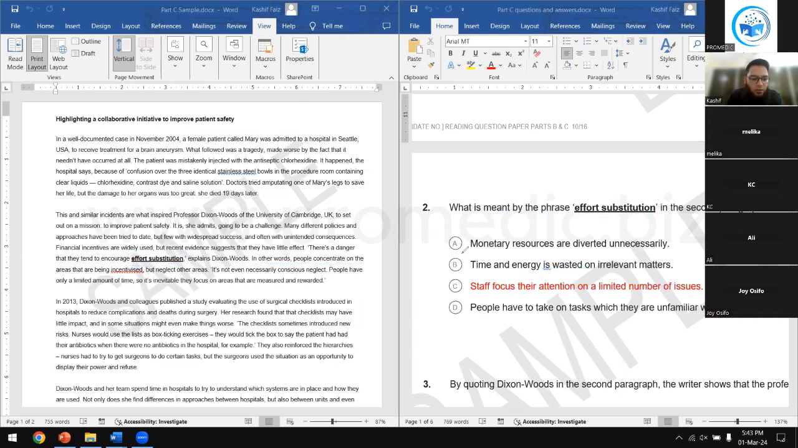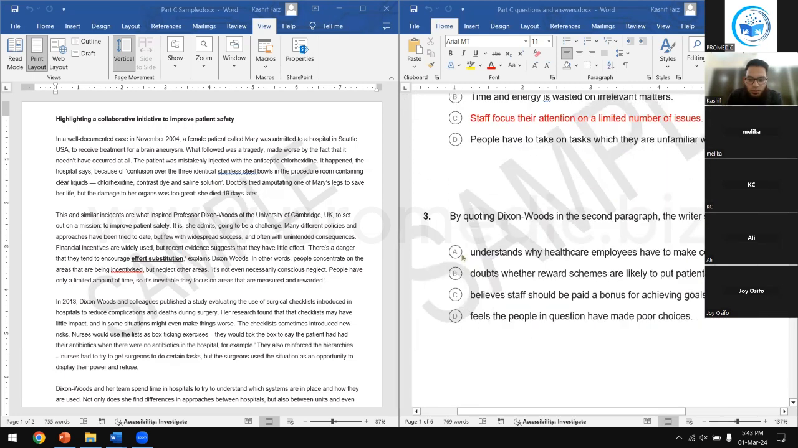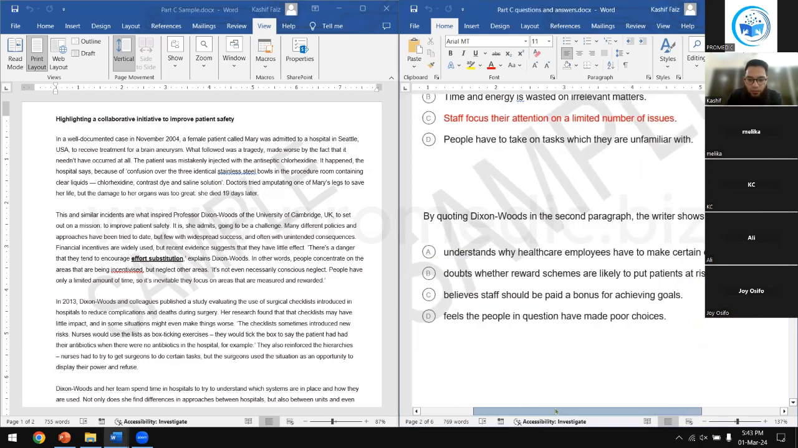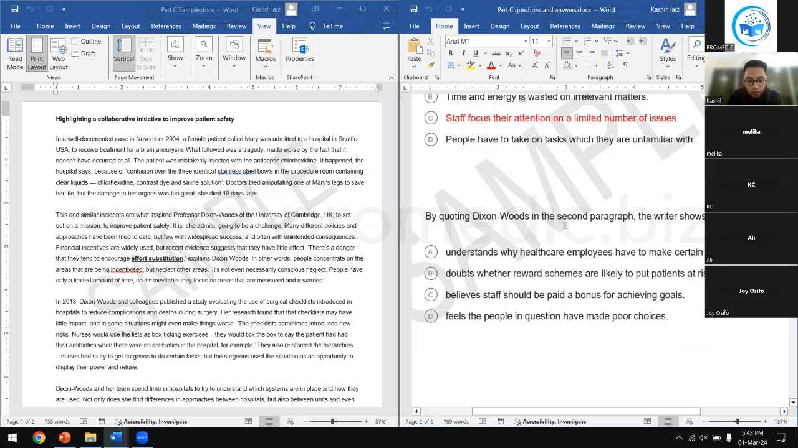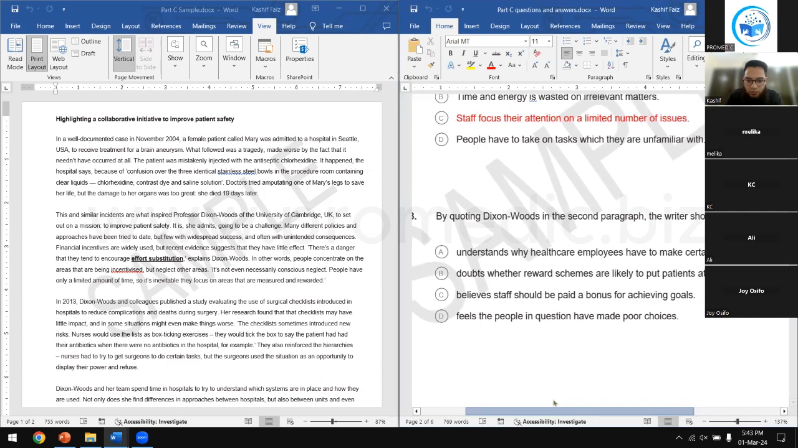Okay, let's do another one. Let's go to the third question: by quoting Dixon's words in the second paragraph. Again, it is from the second paragraph. You guys can see, by Dixon. This is the beauty of part C. As this is the third question, technically it should be from the third paragraph, but it is written in the second paragraph. So again, you have to focus on this one. Quickly, guys, you have gone through the second paragraph. Quickly answer this question: by quoting Dixon's words, the writer shows that the professor, what?